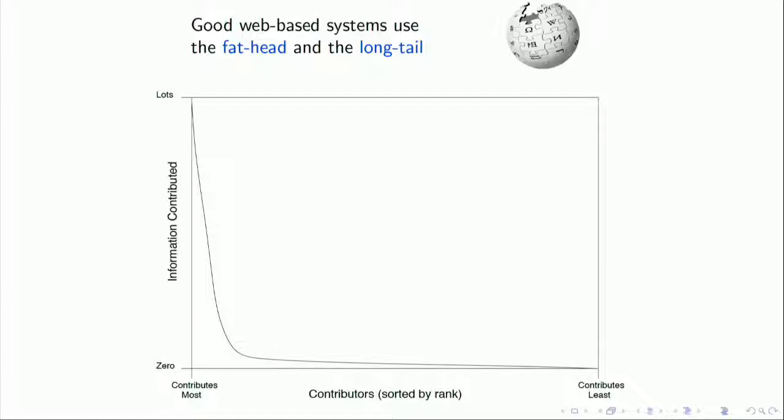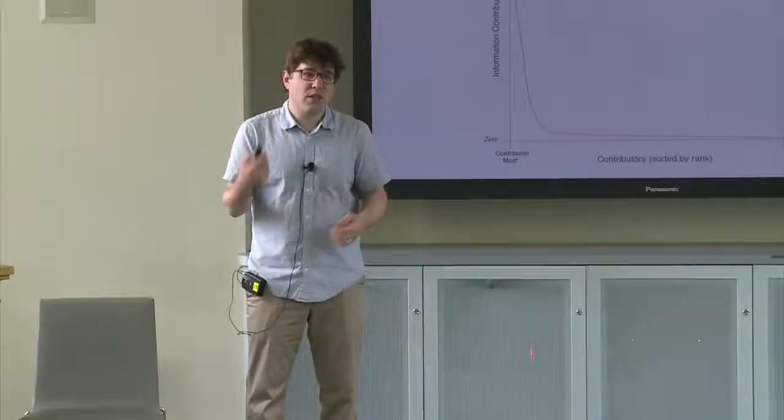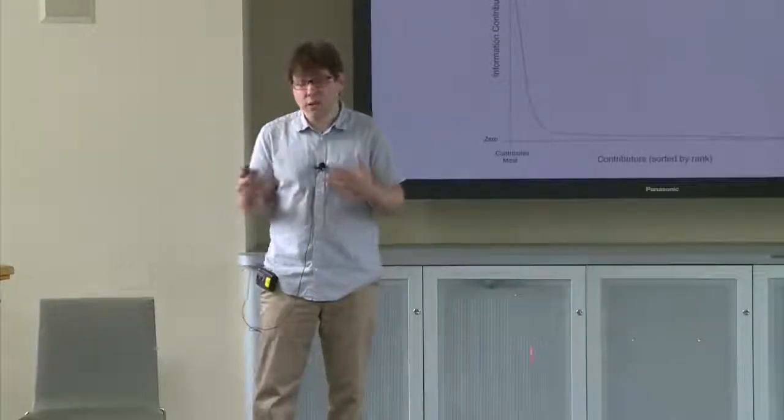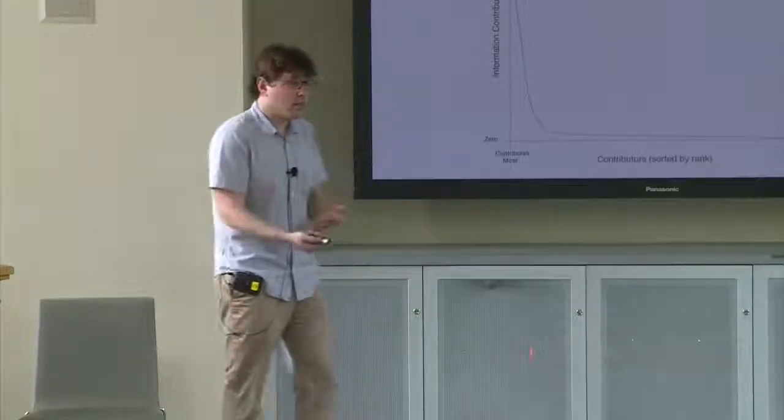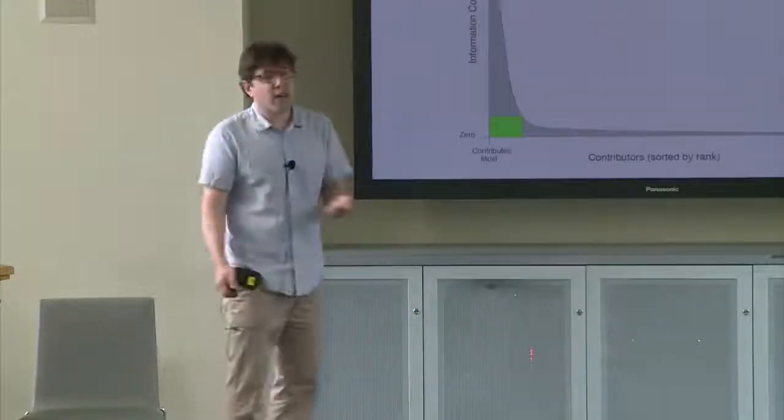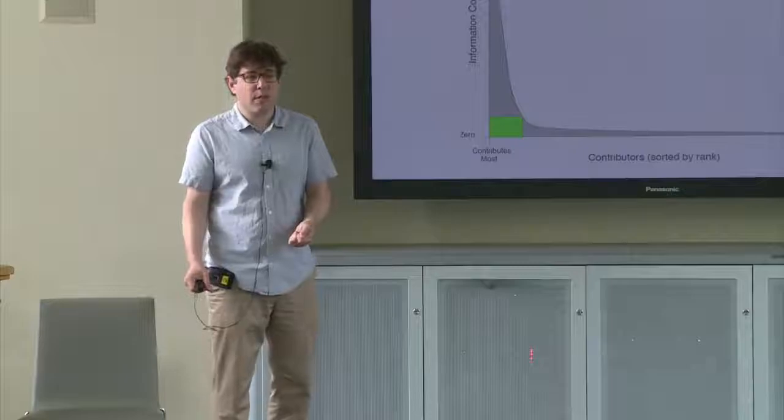It's able to take the effort from these people who are sometimes called the fat head, and it's also able to take the people from the long tail. And so Wikipedia is able to take as much as you are willing to give. Now, this is very different than traditional social science surveys and also experiments and other techniques that we use, where we take a fixed amount of information from each person.